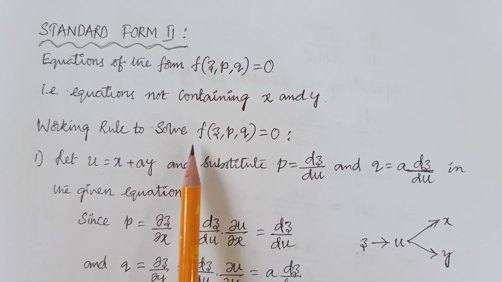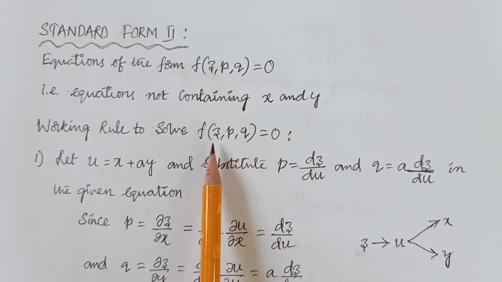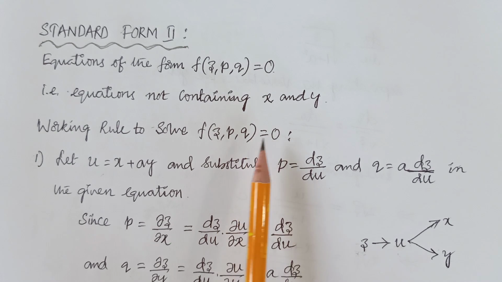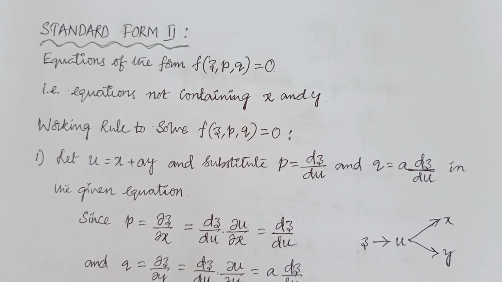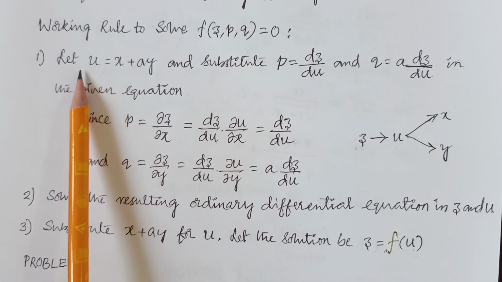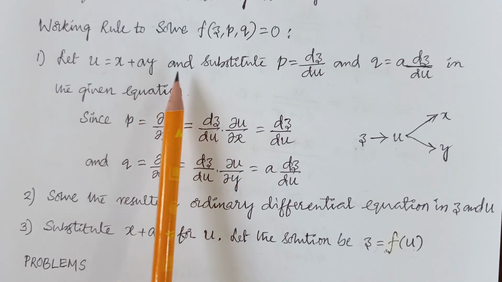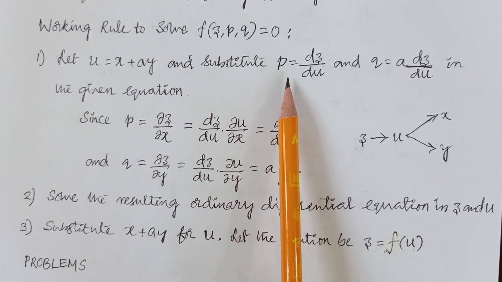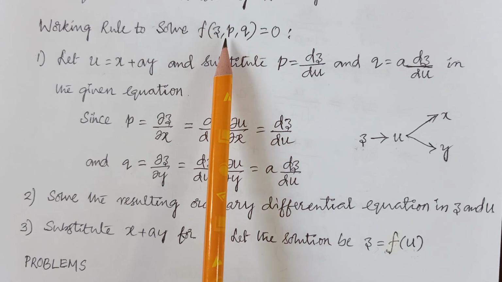Now let us follow the working rule to solve this type of nonlinear equation, where the equation contains only z, p, q equal to 0. For the first step, we let the solution be z = f(u). We assume the solution as a function of u. But what is u here? We assume that u is some function of x + ay, and substitute p = dz/du and q = a dz/du in the given equation.